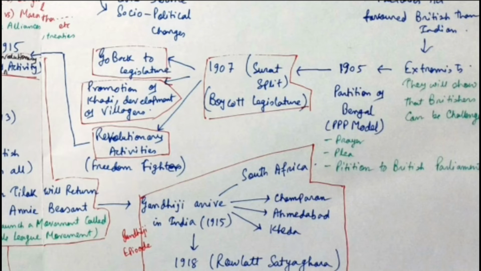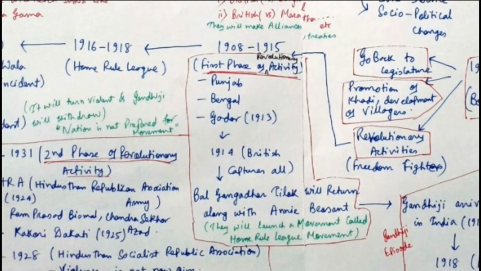All right. So then the famous 1907 Surat split will occur. Surat split. They will boycott the legislature. All right. So after the split, what will happen? Some will try to go back. Some will say that we will go back to the legislature, and some will say we need developments. All right, we need some promotion of khadi, development of villages, and then another group will say that we will face them face to face.